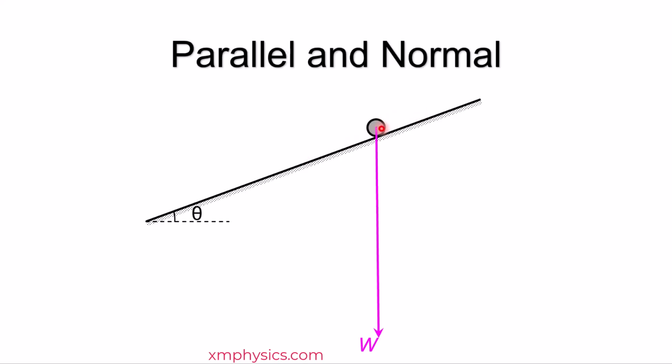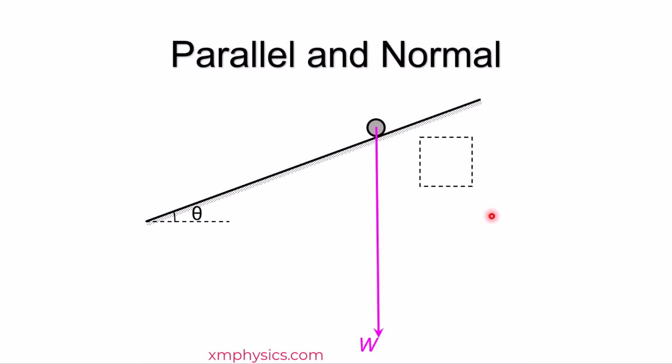Because of that, it's actually easier to work with the components of the weight parallel and perpendicular to the slope. Get it? So instead of a vertical weight, we want to split it into two components: the component that's along the slope and the component that's perpendicular to the slope.